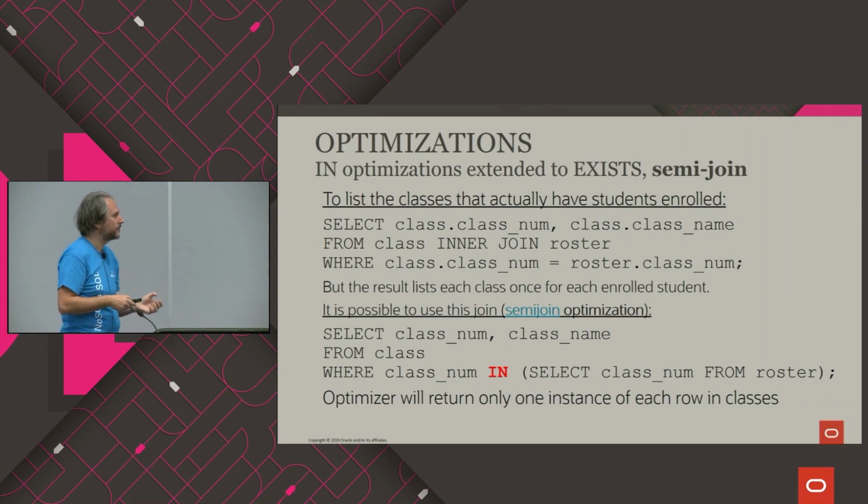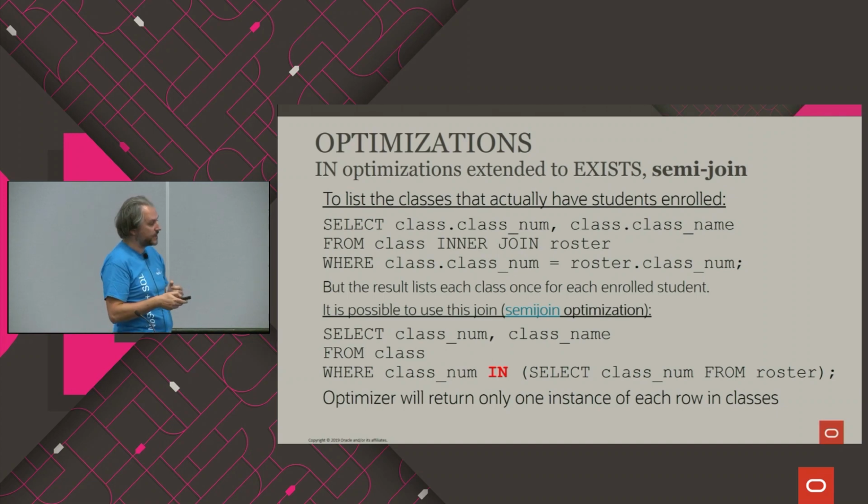So it's a loss of time. What can we do? It is possible to use this join: select class number and name from class where class number is in, so we have just one table here, class, where class number is in, and we re-select from roster, that is the other table we were joining to understand if students are enrolled. When the optimizer reads this, it knows that it must do a semijoin.